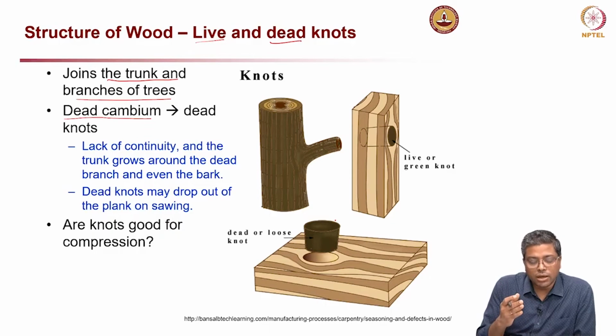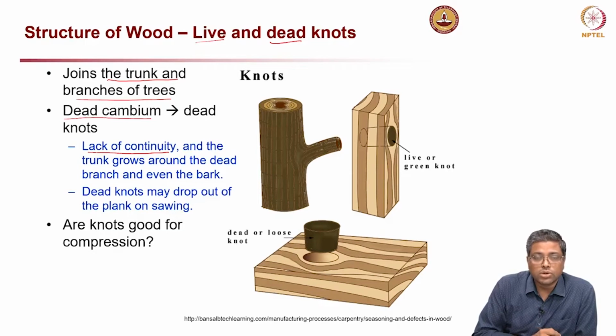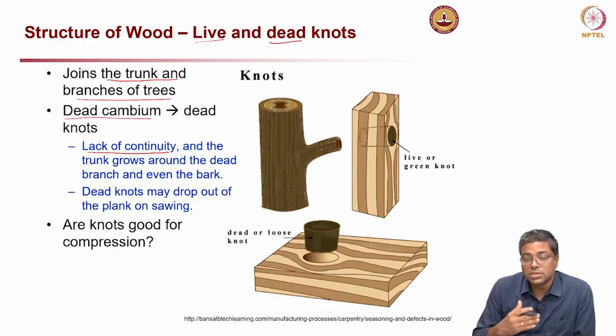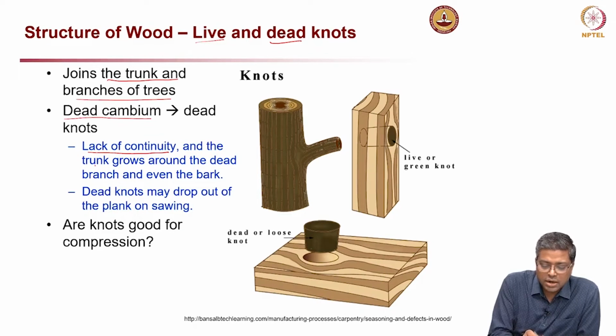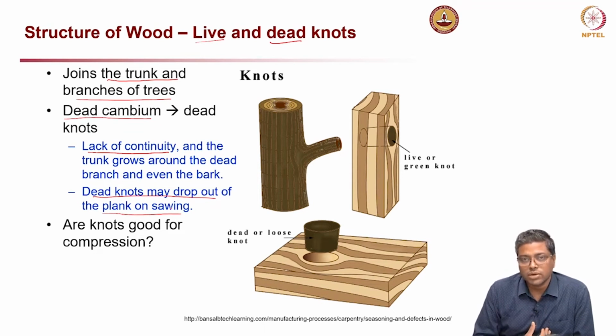If this thin layer of cambium gets dead, then the knots also get dead, because there is no further connection between them. Because of that there is a lack of continuity, so it also affects the stress transfer, etc. The trunk grows around the dead branch and even the bark. The dead knots may drop out of the plank on sawing, but there are also cases where it stays inside the wood, and the way you apply the loading might have an influence on the behavior.